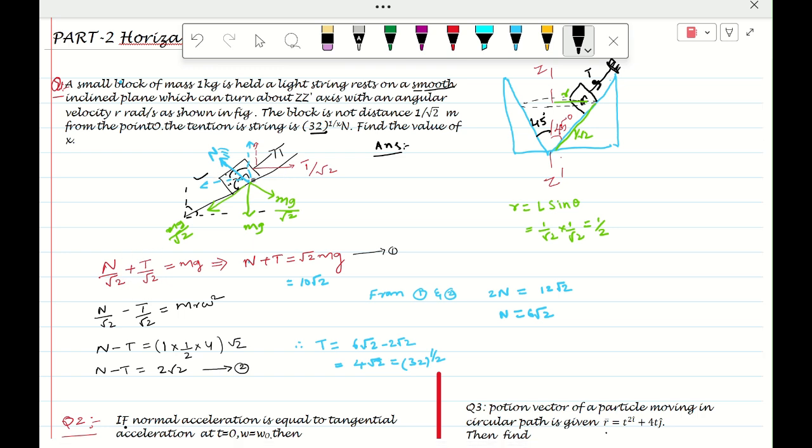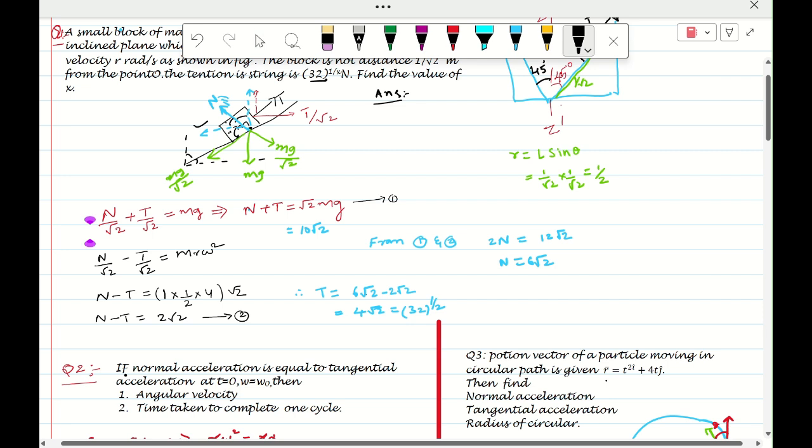Now equate the forces in the horizontal direction and the vertical direction. T resolves into T by root 2 and T by root 2, N resolves into N by root 2 and N by root 2, and mg also resolves, because they are moving in a horizontal circle and their angle is 45. Now by equating these equations you will get the result.